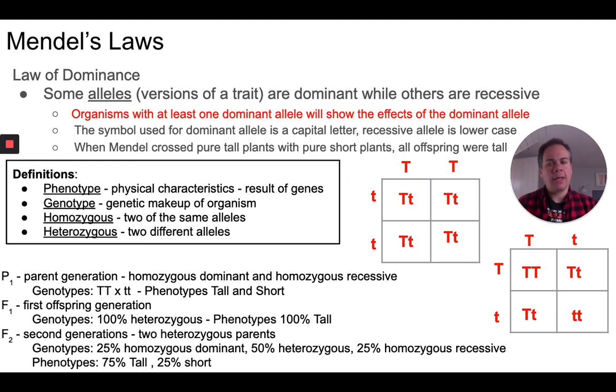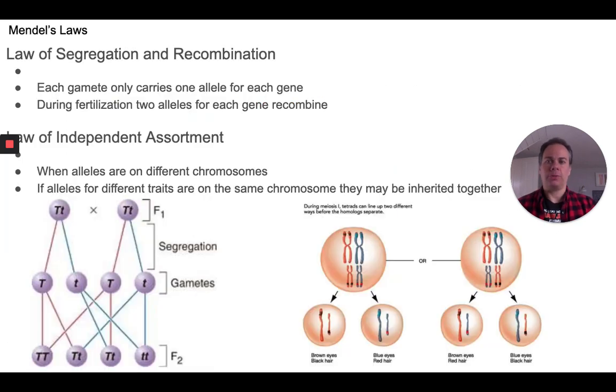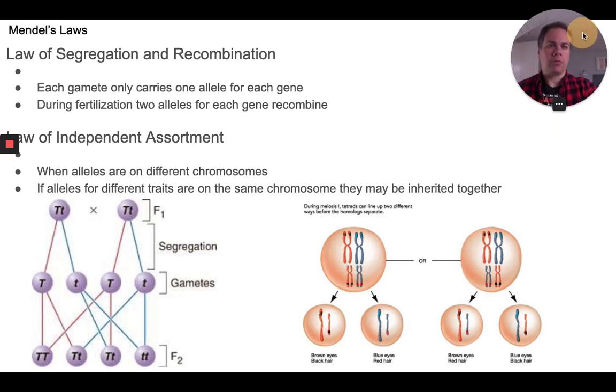We know today that many traits do not follow a simple pattern of dominant versus recessive. But in Mendelian genetics, when we're talking about these simplified models, then these laws hold true. There are two other laws that Mendel derived from his research. One is the law of segregation and recombination.